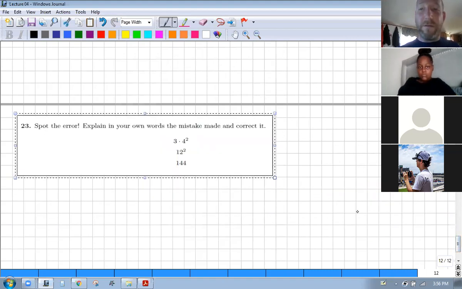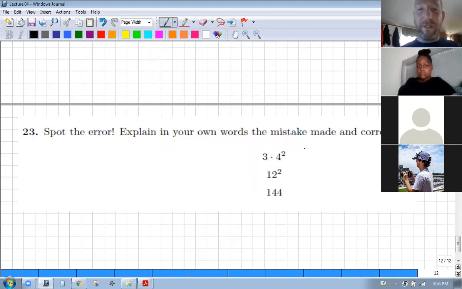All right, so let's spot the error between here and here. What did they do wrong? They multiplied 3 times 4 before doing the exponent. So these are not equal. This is 3 times 4 times 4. So 3 times 16, right, which is not equal to 144.